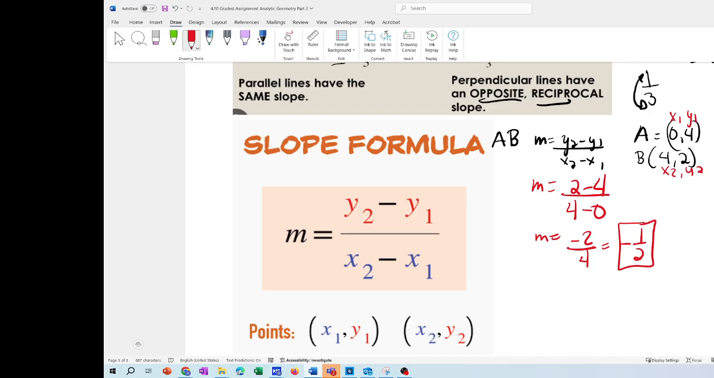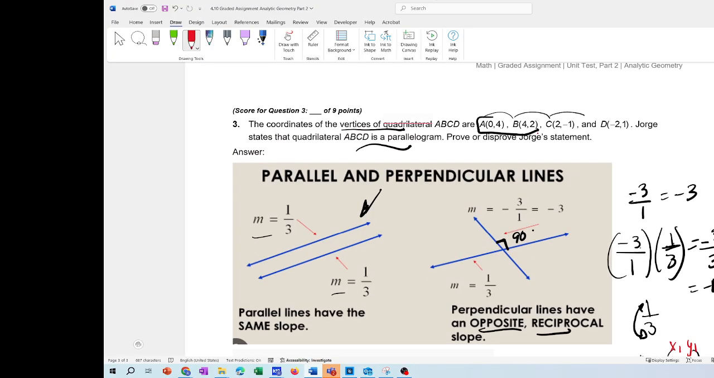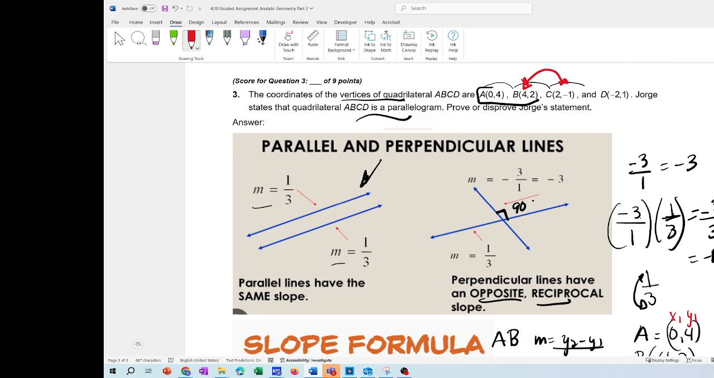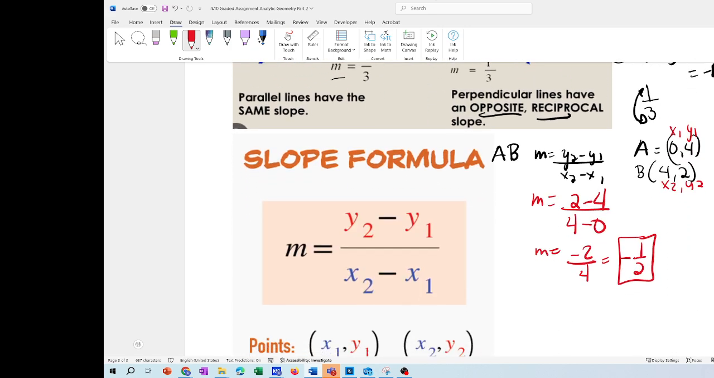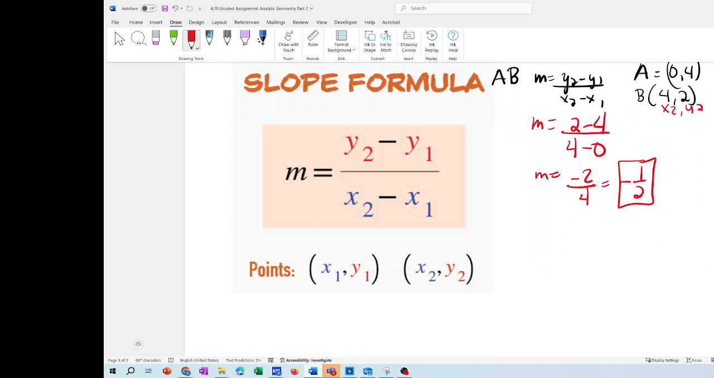Now you're going to do the same thing and do the next 2. You can do B and C, right? So now B and C. Then you're going to do the same thing. I already helped you out with the first one. You are going to do BC. I'm going to put it here, BC. You're going to calculate the slope of those 2 points.